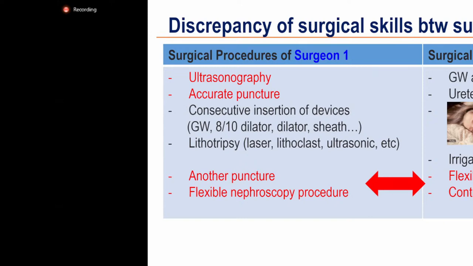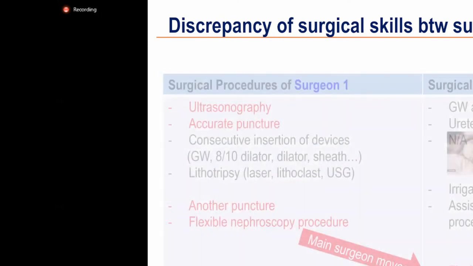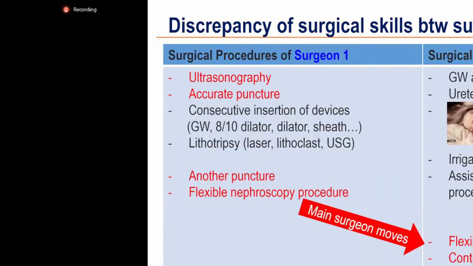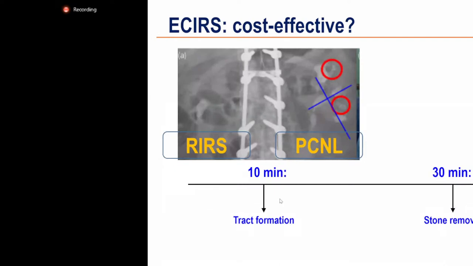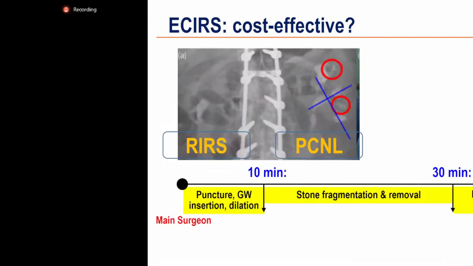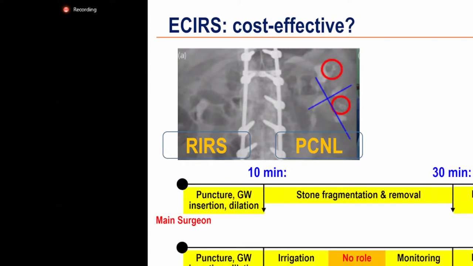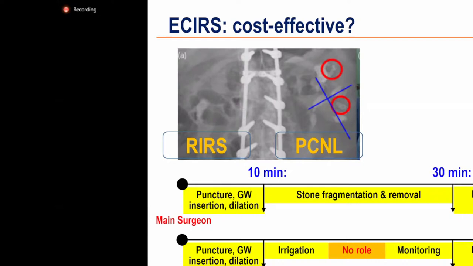If the second surgeon is an expert, we don't need to worry about conflicting of time when the main surgeon does another puncture or the ancillary procedure, and the second surgeon does the RIRS, cystolithotripsy, BPH surgery, or the RIRS in the contralateral side. If the second surgeon is a beginner or a resident, the main surgeon has to move to the leg side after he or she finishes the main procedures in the flank side. So we can calculate the loss of time when the second surgeon is a beginner or a resident. It's just a matter of 20 minutes or so.